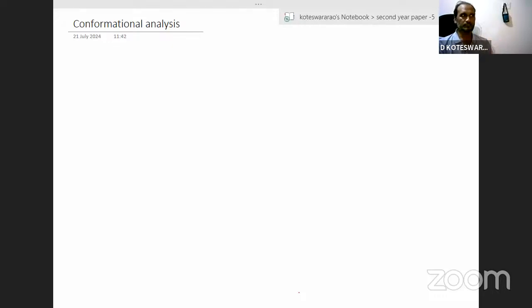In the previous class we have completed the photochemistry. Today I am going to start the fourth block, that is about the conformational analysis. Before going to the topic, what is conformational analysis? What is called conformational analysis?